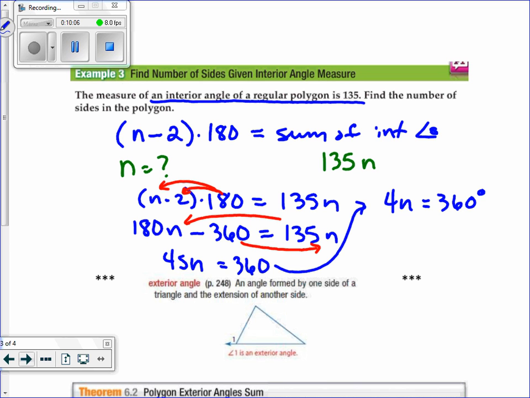If you divide by n, or divide by 4, n equals 90 degrees. Or, I don't know why I put that. Let's back that up. You can go ahead and laugh now. 45n equals 360, not 4n. This is going to make a lot more sense. So when you divide by 45, you get n equals 8. And that's the number of sides.